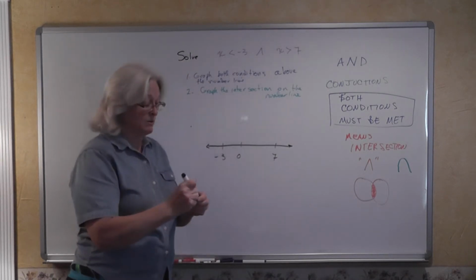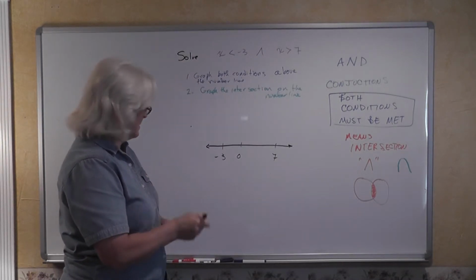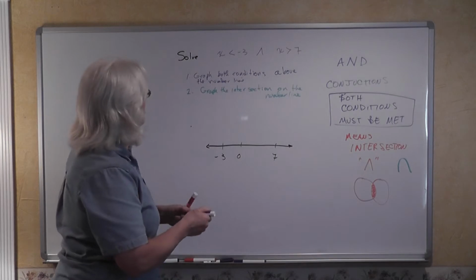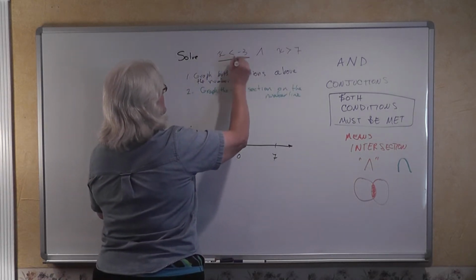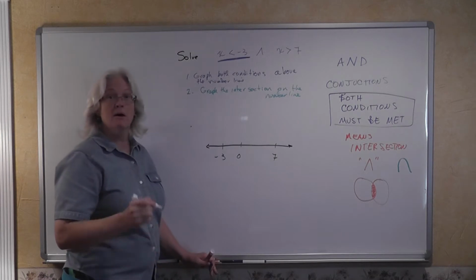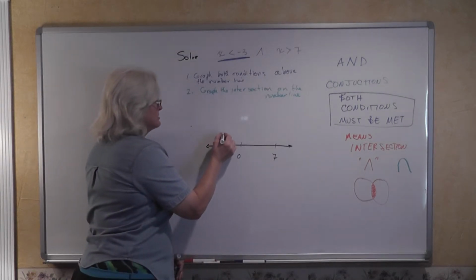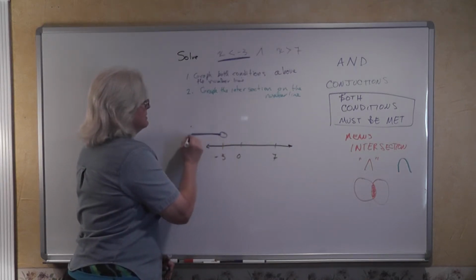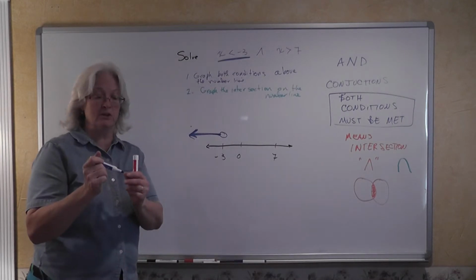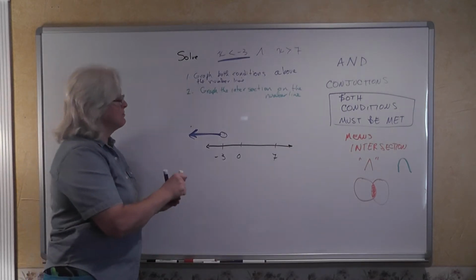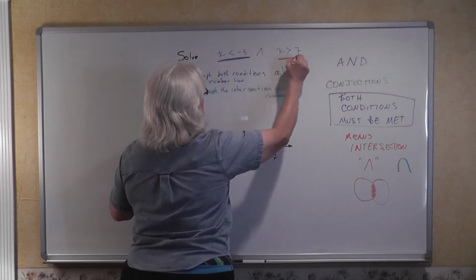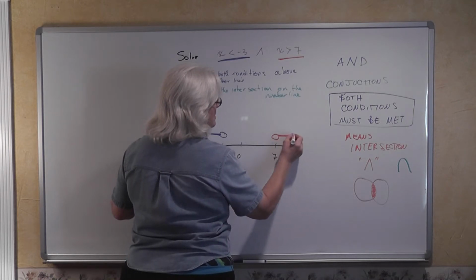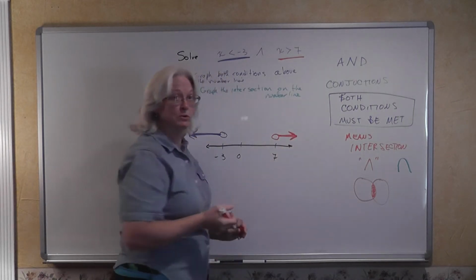What do I want to do now? I want to graph both of these conditions above the number line. I'm going to have x less than -3 be our blue condition, so the solution does not include -3, but it includes every value smaller than -3. So there's our blue condition. Now, x greater than 7 is going to be our red condition. X cannot be 7, so it's an open circle, but it includes everything to the right.